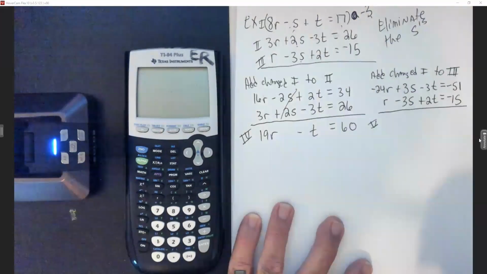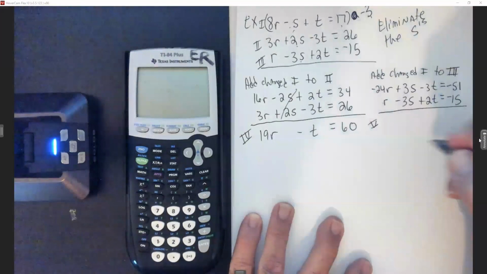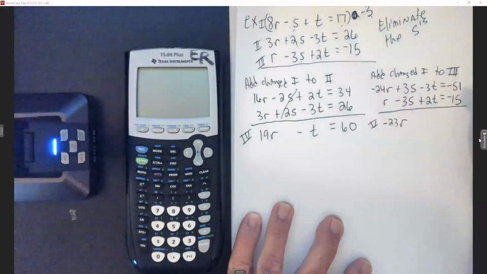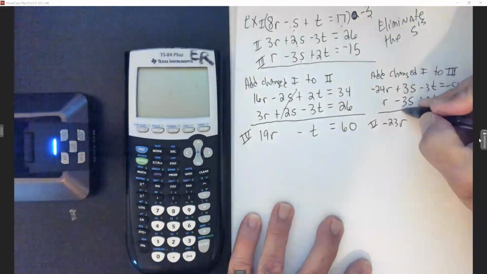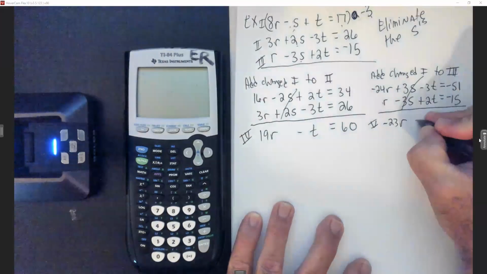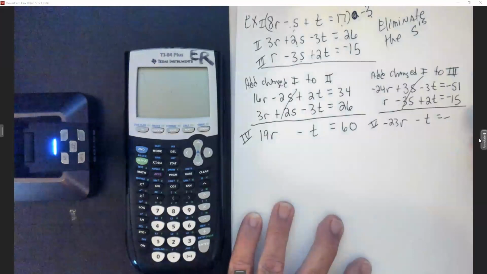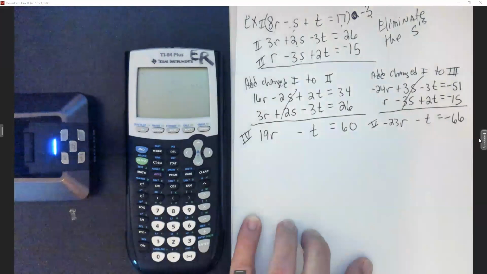All right, so what happens here? Negative 24 plus 1 is a negative 23r. The s's cancel. Negative 3t, positive 2t leaves me a negative t. And then negative 51 and negative 15 is what? A negative 66.